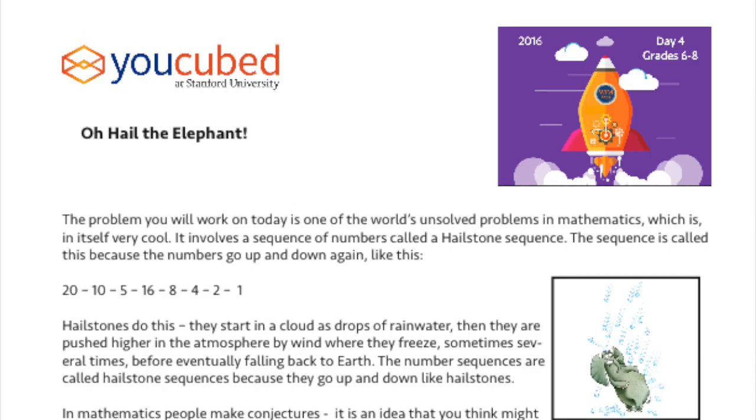Now, hopefully you just watched the video on how hailstones form, where they are constantly going up and down in those big cumulonimbus clouds, to form larger and larger hailstones. Today we're going to look at something called a hailstone sequence. So please take a look at the handout to follow.